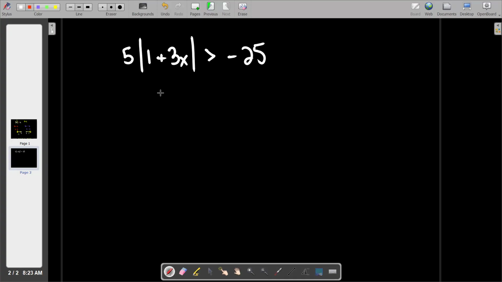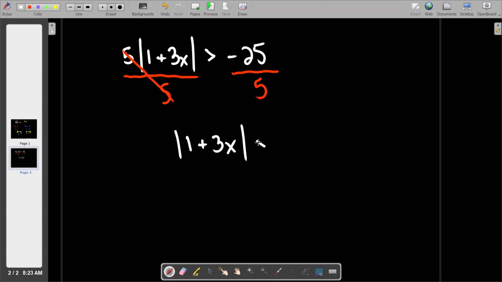Because it's not by itself, but I can make it by itself if I get rid of that clinger. How do we kill a clinger? We divide, right? You don't subtract or anything here. You divide. And if you divide both sides by 5, you do not change your inequality sign because you didn't divide by -5. So we get the absolute value of 1 plus 3x is still greater than what?